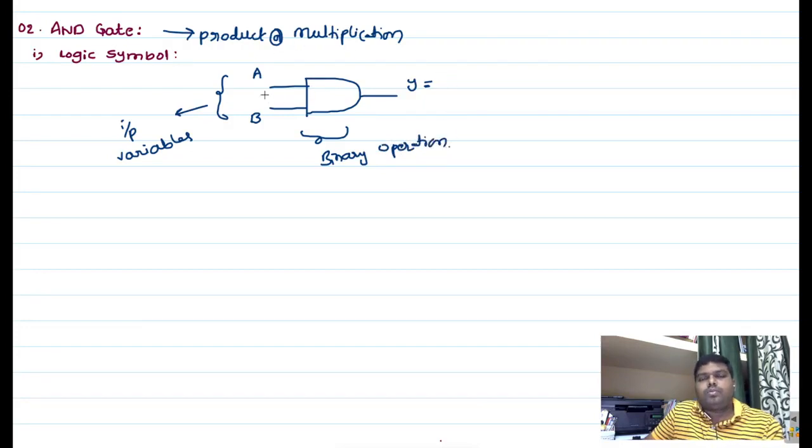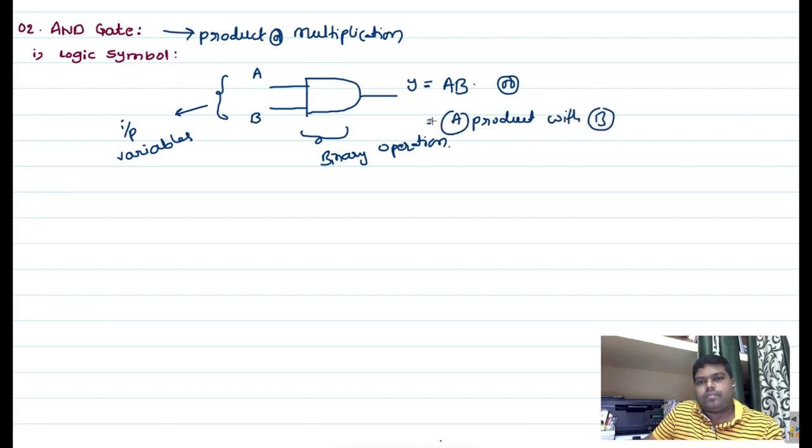Okay, so the product of these two variables you will get as an output, right? So that means what? Y is equal to A into B, right? This is your outcome. Okay, so A, B are the two input variables. The output Y equals A into B, otherwise A product with B. Okay, this is the logic symbol regarding AND gate.